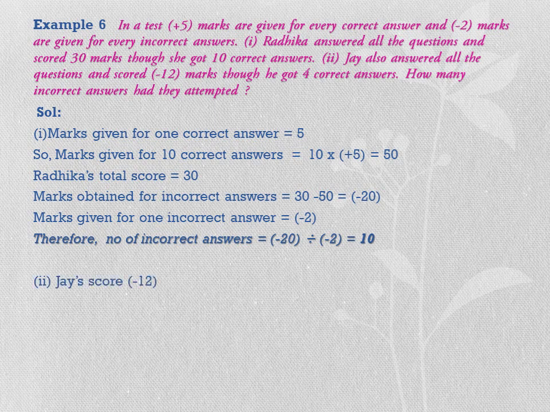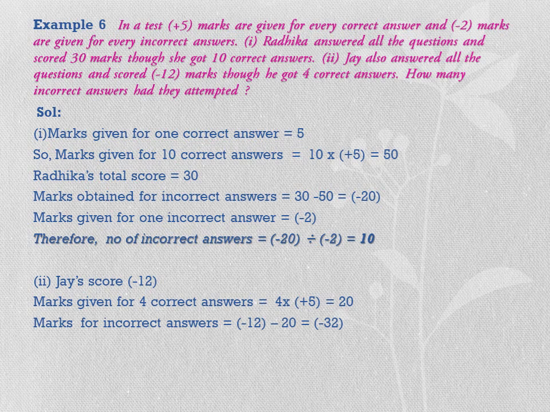Next, Jay's total score is given as negative 12 and he attempted 4 correct answers also. Therefore, marks for 4 correct answers is equal to 5 into 4, 20. And marks obtained for incorrect answers, how can we find out? Total score minus marks for correct answers. That is negative 12, the total score, minus 20, marks for correct answers. Therefore, negative 12 minus 20 is the marks for incorrect answers, that is equal to negative 32.